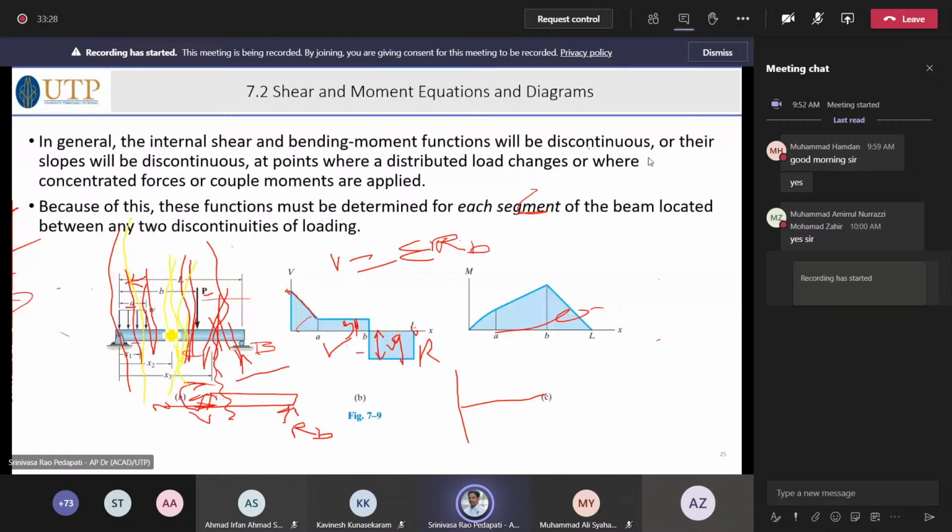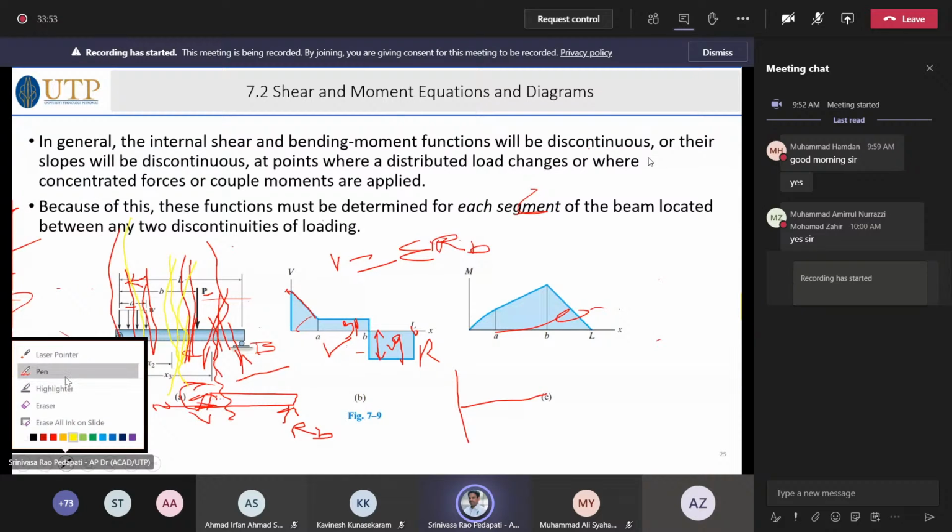You can do the same thing from the left side also. As I said, you can consider the left side of the FBD. You take the section and take whichever side is convenient for us and try to finish the problem. Similarly, the moment equation is also represented in a graphical manner at this point.